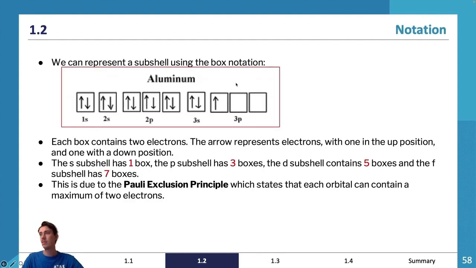So we can represent the subshell using box notation. Essentially what you have is 1s, 2s, 2p, 3s, 3p, and so forth. Each box contains 2 electrons. The arrows represent the electrons with 1 in the up position and 1 in the down position. The s subshell has 1 box. The p subshell has 3 boxes. The d subshell has 5 boxes and the f has 7. This is due to a different principle which states that each orbital can contain a maximum of 2 electrons. It's also because electrons like to pair up.